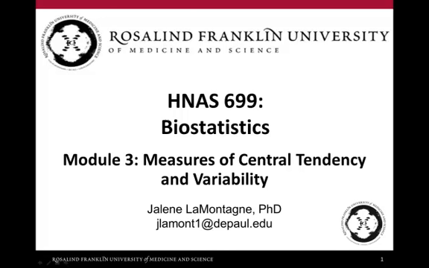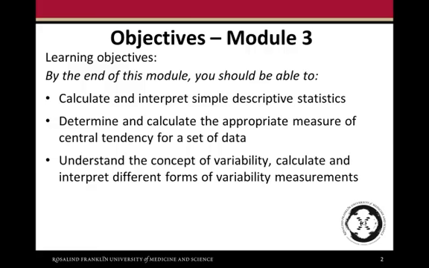Welcome to Module 3 of HNAS 699. This first mini lecture will be on measuring central tendency and variability. In this module, we'll be looking at calculating and interpreting simple descriptive statistics, determining and calculating the appropriate measure of central tendency for a set of data, and understanding the concept of variability, calculating and interpreting different forms of variability measurements.